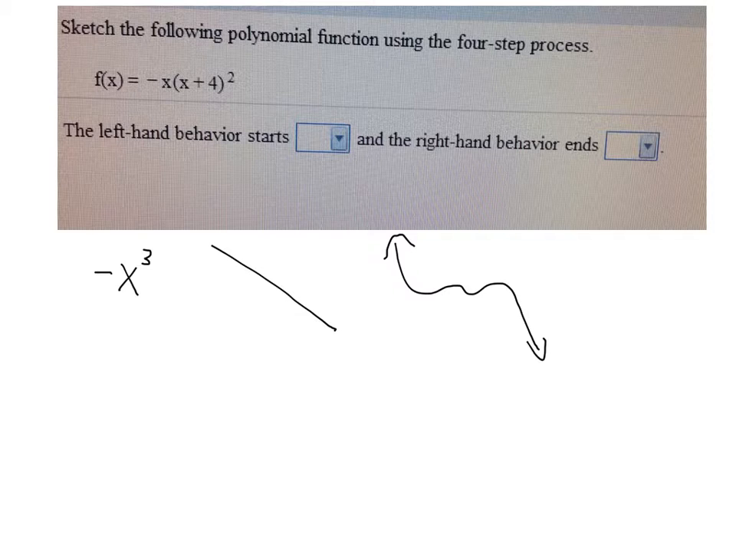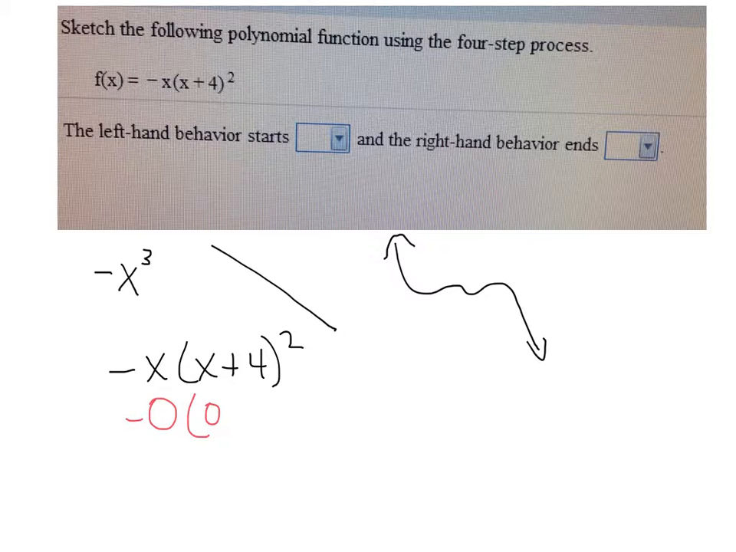So I'm going to write what we have here. Now if I substitute 0 in for my x's, then I can find out what my y-intercept will be. Well, not that the negative makes any difference here since it's 0, but I have 0 times 4 squared. So it really doesn't matter. I'm going to get 0 for an answer. 0 times anything is going to be 0.